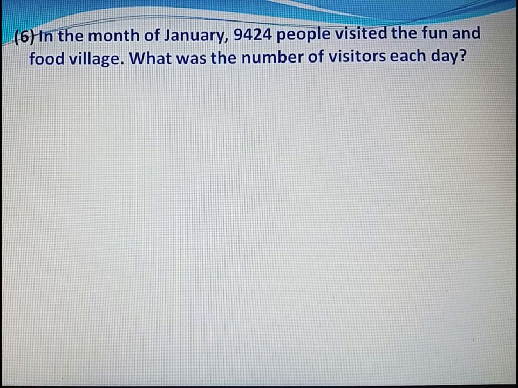देखो बेटा, हमें जनवरी मंथ में 9,424 पीपल विजिट करते हैं फन एंड फूड विलेज. तो नंबर ऑफ़ विजिटर्स एक दिन में कितने विजिट करेंगे वो आपको कैलकुलेट करना है. तो इसमें हम डिवाइड करेंगे.